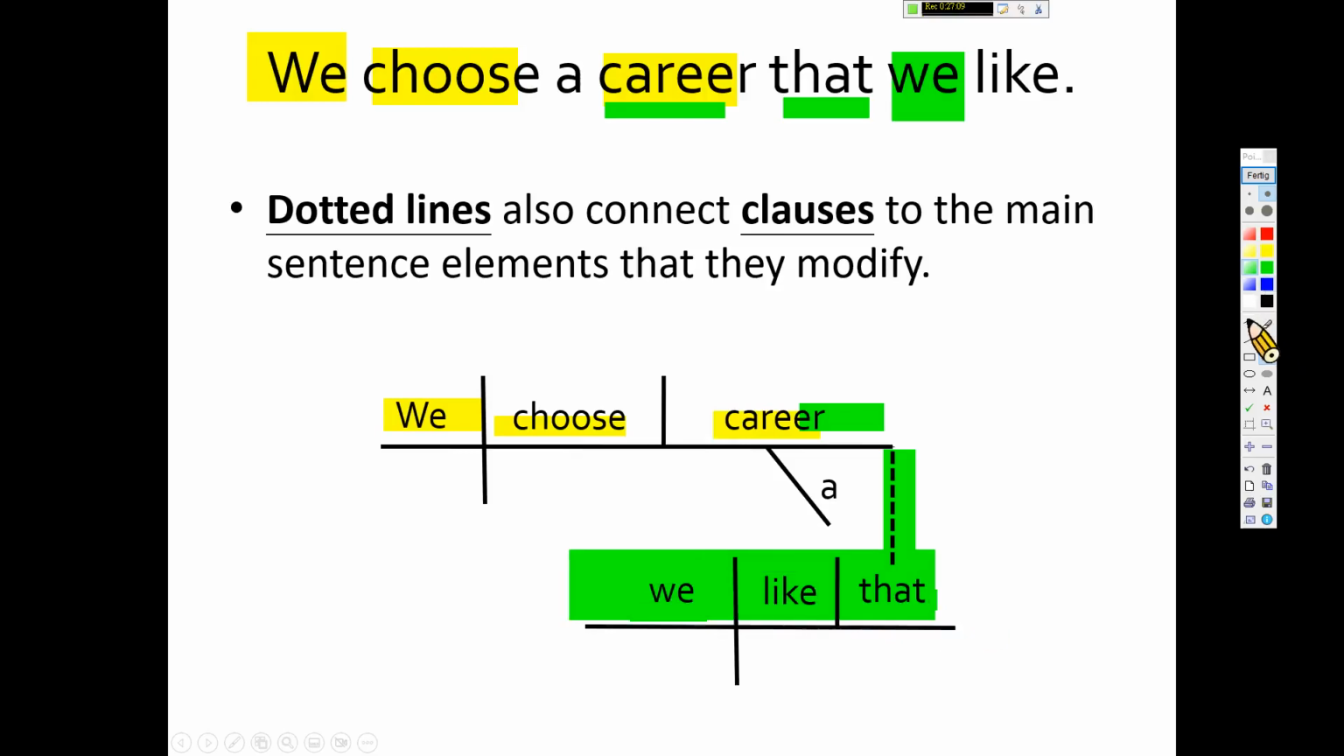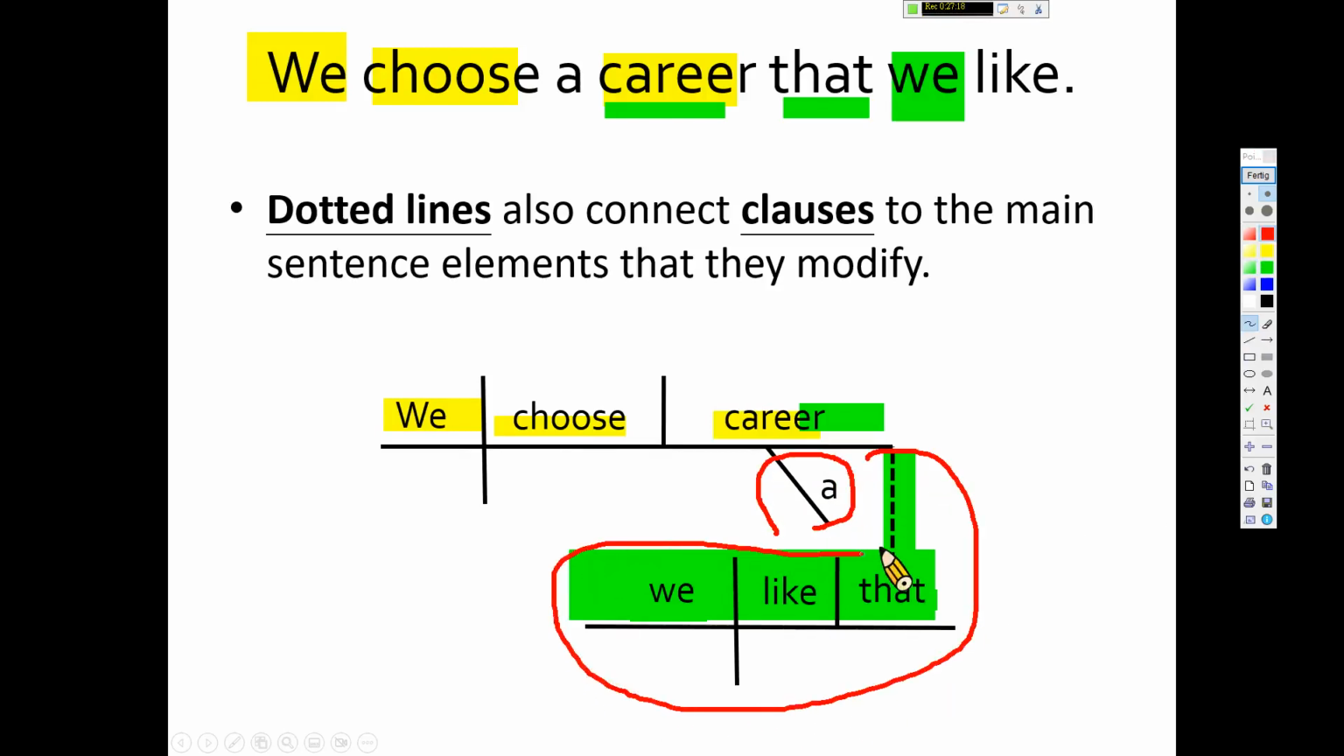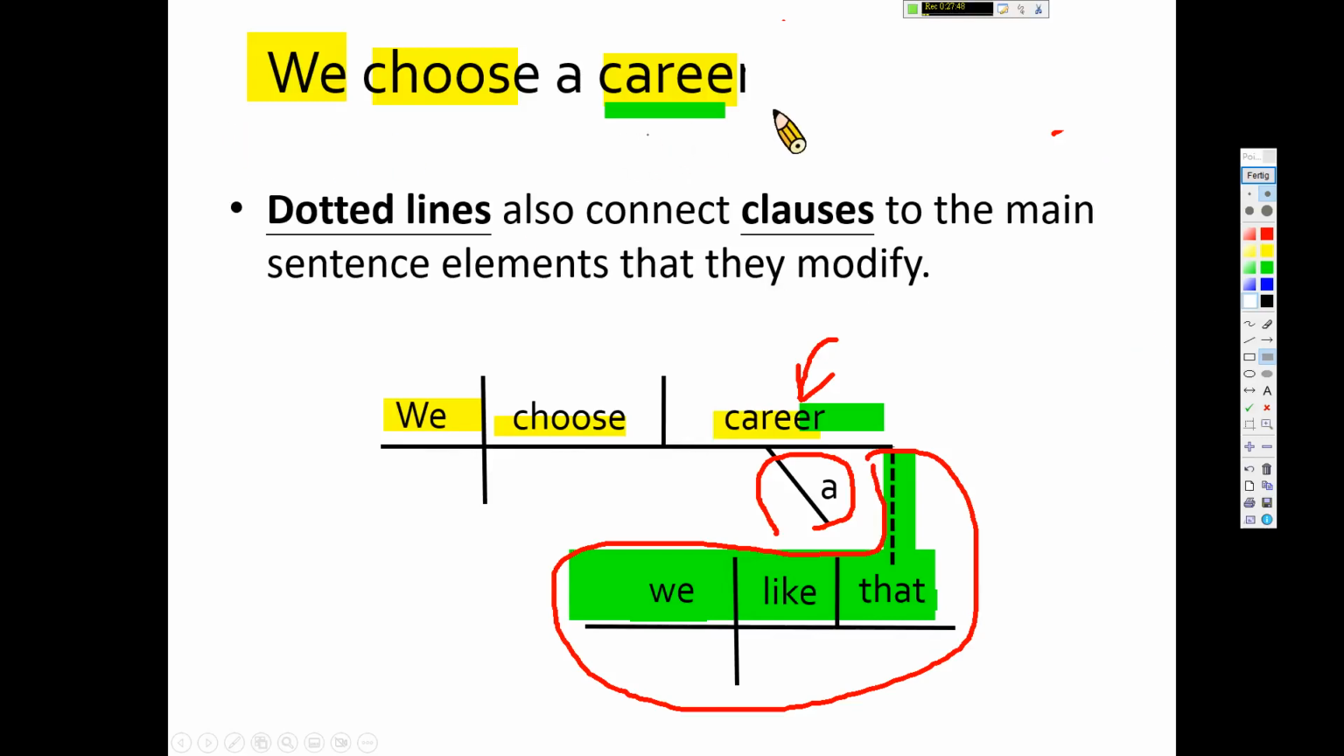So basically, let's look at the image here. This one is a modifier, right? And this is hanging here to modify career too. Although this segment is a little bit larger, it seems to be including a sentence over there, but still, it is a modifier because it is hanging there, hanging under career. Is that right? So basically, it is a modifier. That's why we say this adjective clause can be taken away. We choose a career.